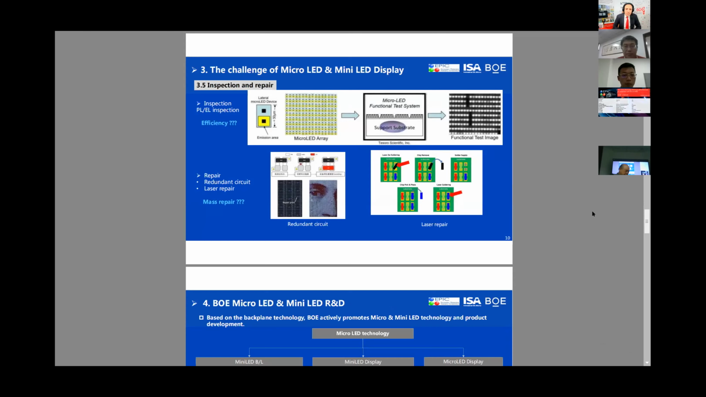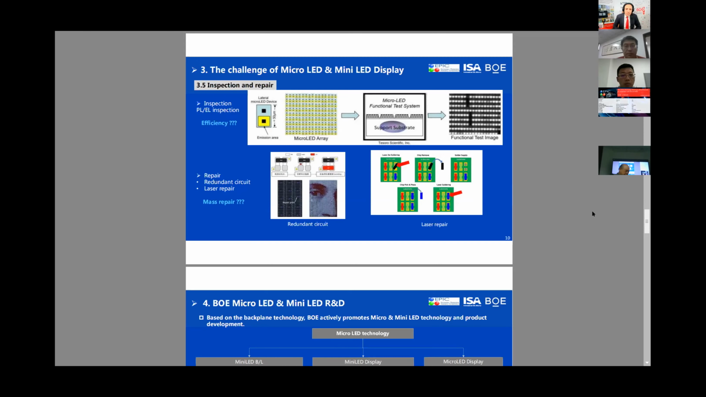And the fifth challenge here is in terms of testing and repair. In terms of testing and inspection, we do have PL and also EL inspection. For PL inspection, it can help us to realize a highly efficient inspection. However, the precision of the inspection is still problematic. And in terms of EL inspection, the precision is very high. However, if we conduct EL inspection for every LED, the efficiency is going to be compromised.